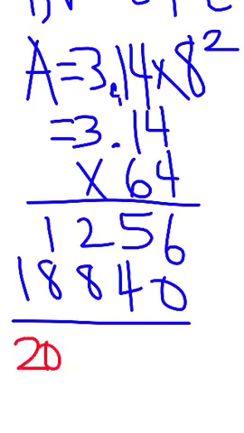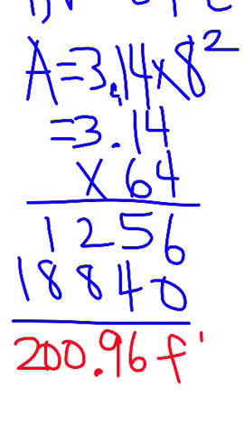So the area is 200.96 square feet. With area, you can denote square units with an exponent of 2. Let's look at another example.